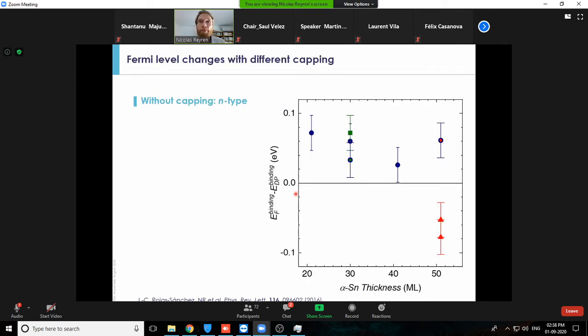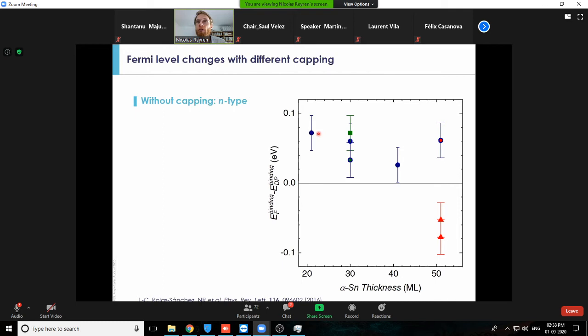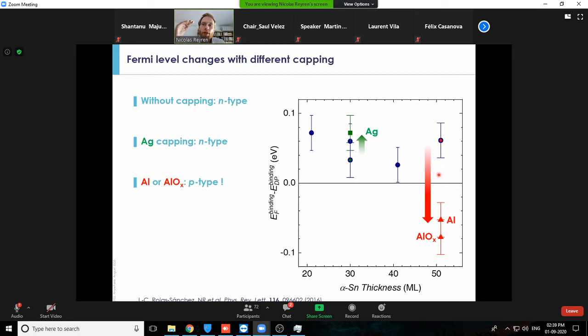Just to come back to the fact that the Fermi level seems to change, the blue points here show the Fermi level minus the Dirac point energy as a function of the thickness of the alpha tin. There is no real dependence, but we always have an n-type system. And when we cap with silver, we keep this n-type system. But when we deposit aluminum or aluminum oxide, as I showed you, it seems that the Fermi level goes below the Dirac point, and then we have p-type conduction.